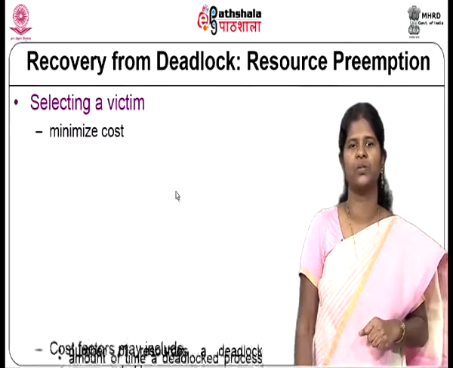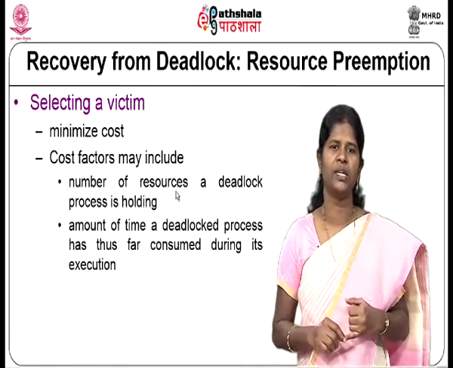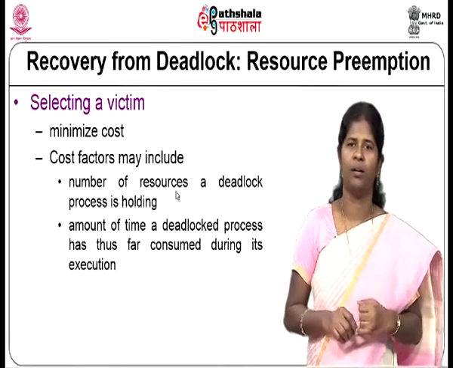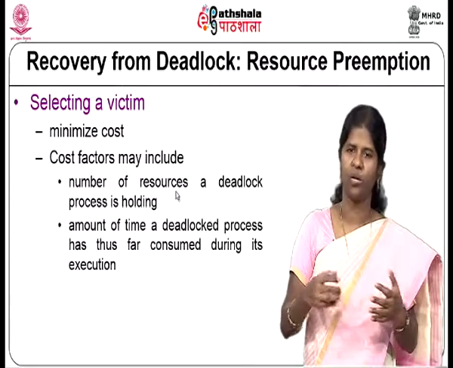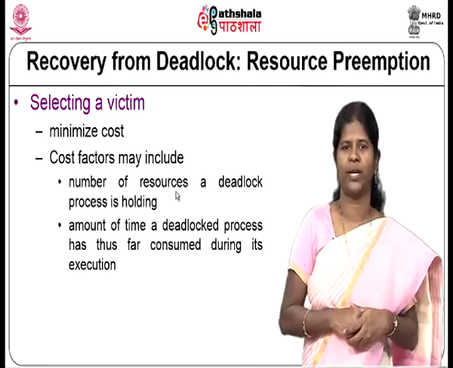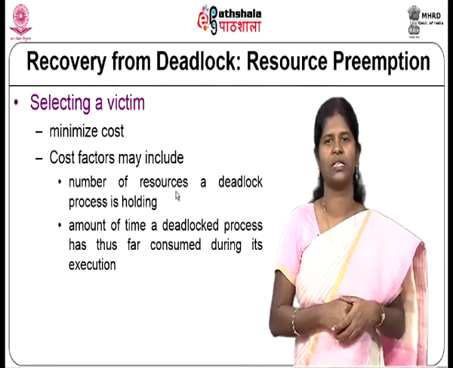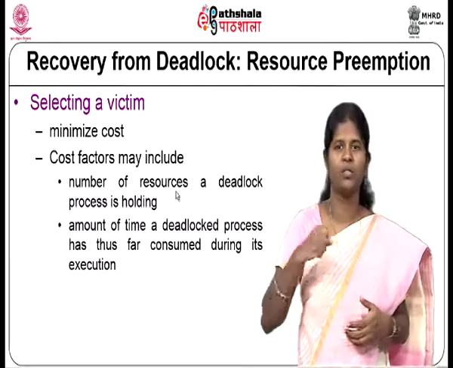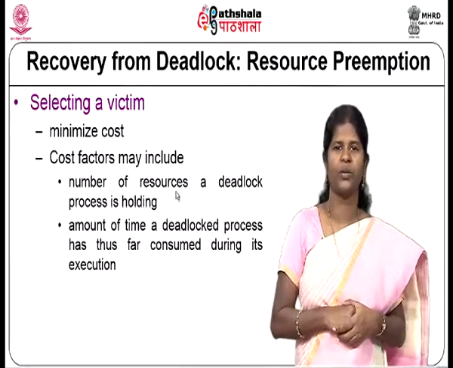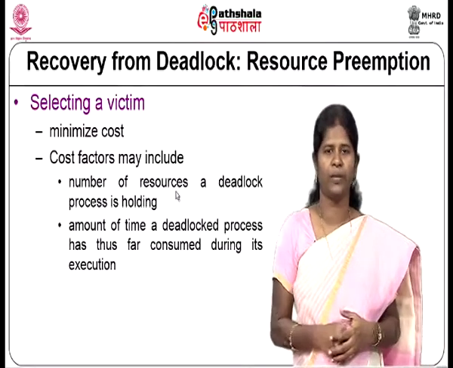And the next is resource preemption. One way to recover from deadlocks is to kill the processes involved in the deadlock. The next is to remove the resources from the waiting processes. Now again, when you are thinking of preempting resources from a process, you also have to decide from which process you are going to preempt the resources. So you need to select a victim from whom the resources will be preempted.